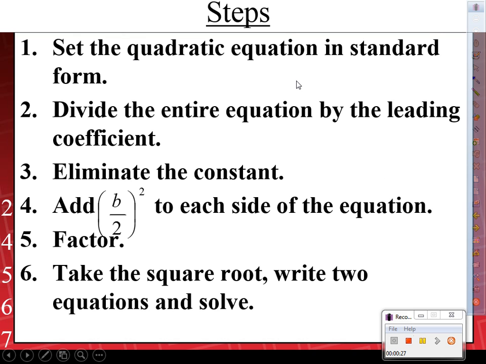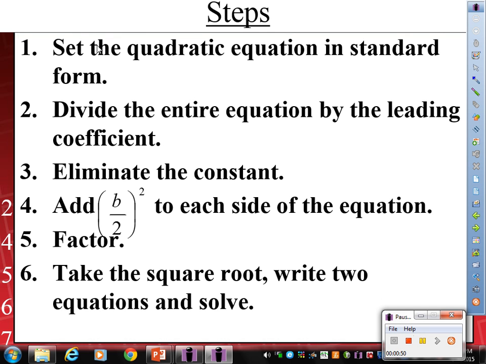Number 1, set the quadratic equation in standard form. Step 2, divide the entire equation by the leading coefficient. Step 3, eliminate the constant. Step 4, add b over 2 squared to each side of the equation. Step 5, factor. Step 6, take the square root, write 2 equations, and solve. Copy that, please.